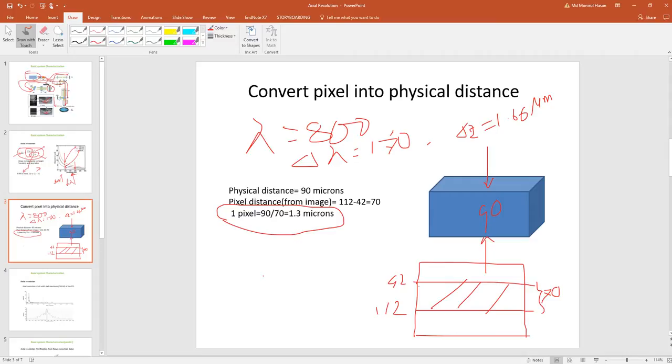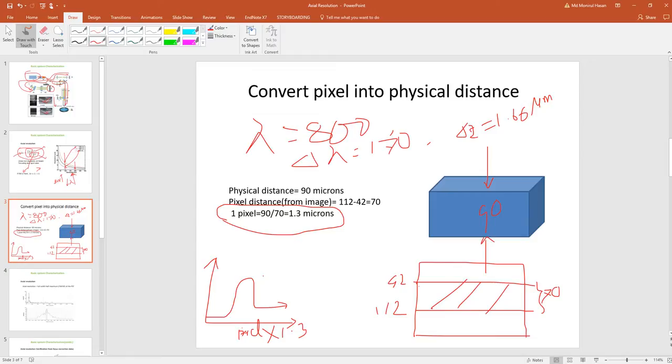If we have a depth profile for this image, initially the depth profile is in pixels. We can convert the pixel values into microns just by multiplying the x-axis by 1.3. The new x-axis will then be in microns. These are the basic things we need to know to convert pixels into physical distance.